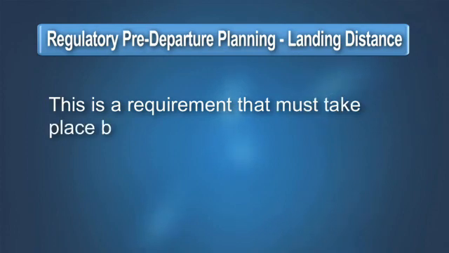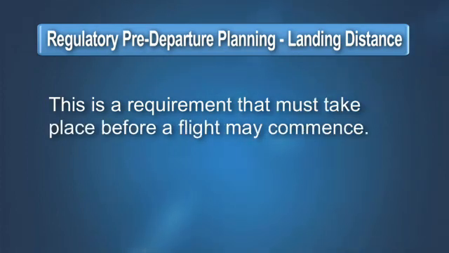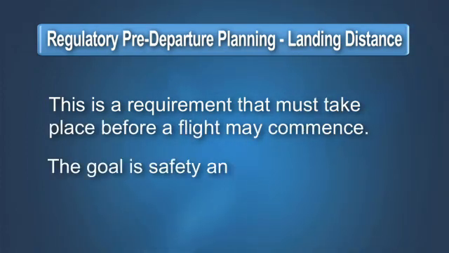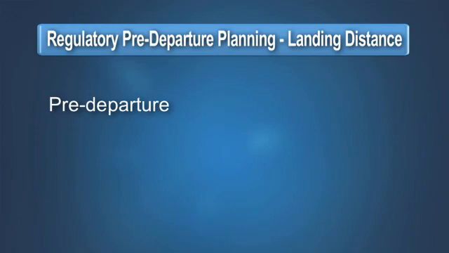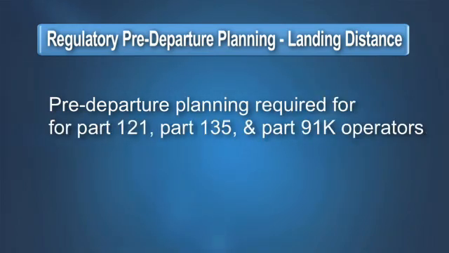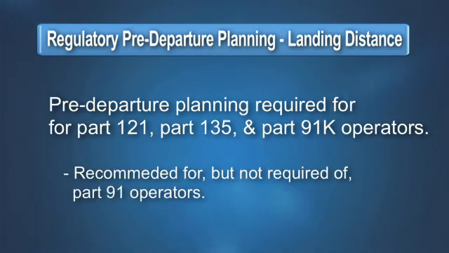The intent of this pre-departure planning is to ensure that a flight operation does not begin that cannot reasonably be concluded upon reaching the destination or alternate airport. Pre-departure planning is required by Part 121, Part 135, and Part 91K operators. Part 91 operators are encouraged to do so, but it is not required by the operating rules.